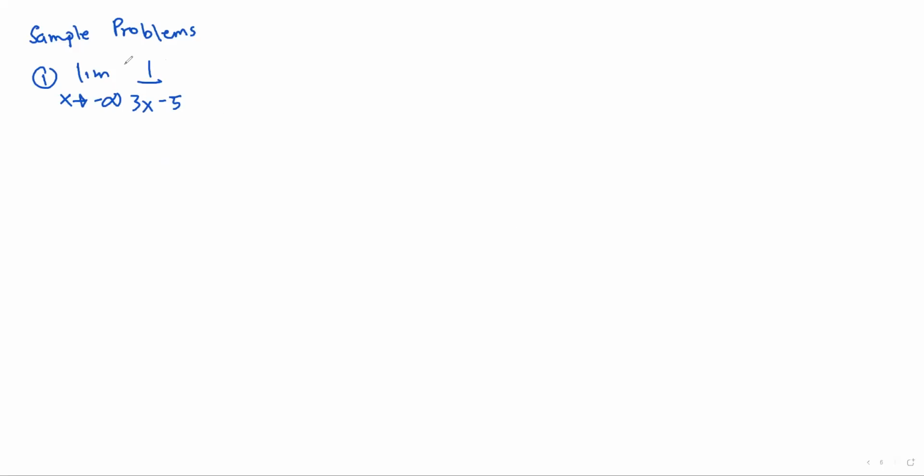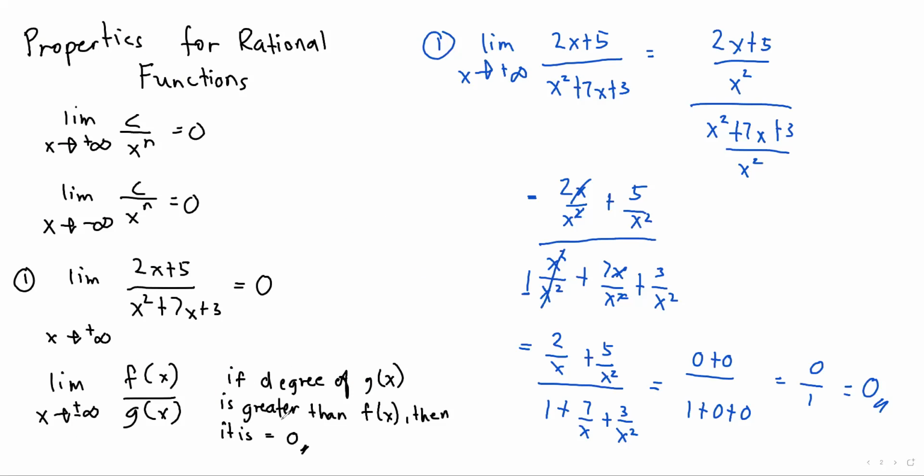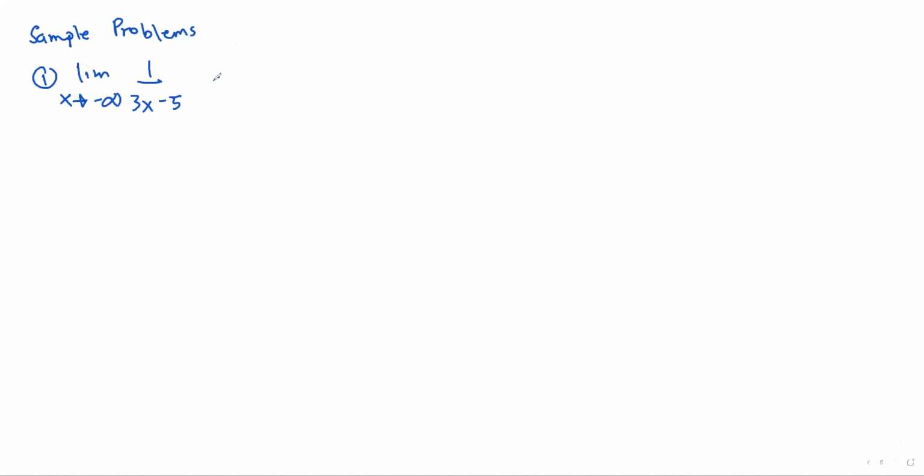So, limit of 1 over 3x minus 5 as x approaches to negative infinity. Okay? So, let's try to solve. Mas mataas yung exponent ng nasa new denominator natin. So, balik tayo sa case number 1. Case number 1 natin, if degree of g of x greater than f of x, then it is equal to 0. Di ba? So, magiging sagot natin dito ay equal to 0.